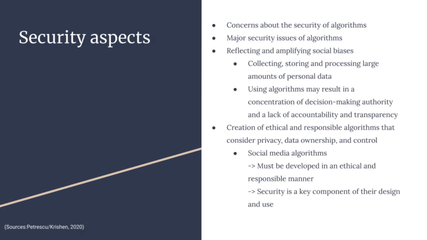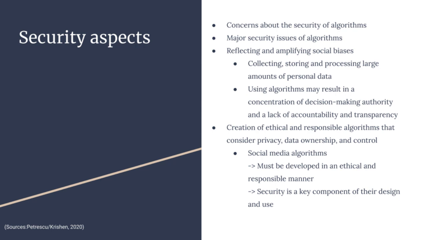Algorithms used in various fields, including social media, have raised security concerns. Petrescu and Christian highlight algorithm bias, privacy compromise, and centralized power as among the issues. Biased algorithms based on historical data can lead to discriminatory outcomes. Algorithms can collect and process personal data, making them susceptible to theft and privacy violations. The use of algorithms can lead to centralized decision-making and a lack of transparency.